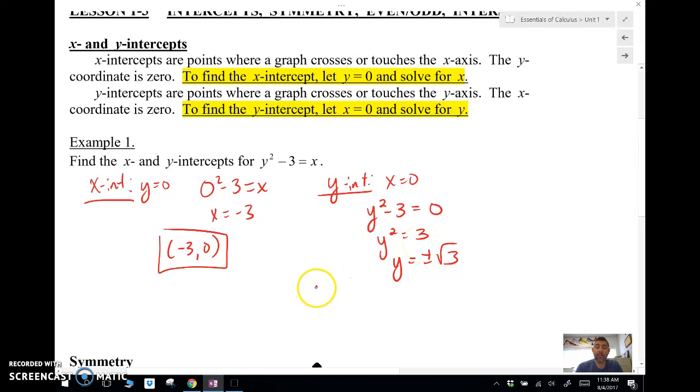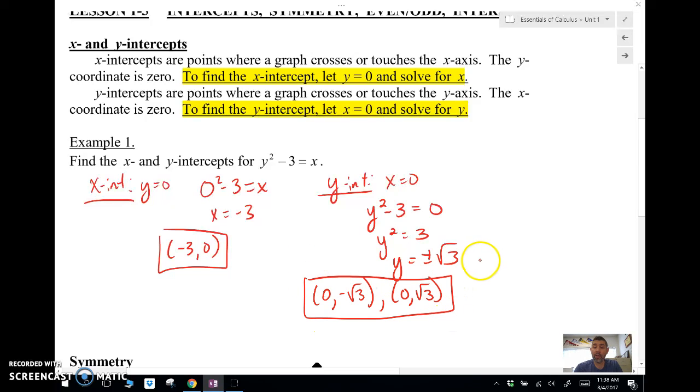I can either write them out separately, 0 comma negative root 3, and 0 comma root 3, or I can just say 0 comma plus or minus root 3. Either one will work in this class, but I just want to mention that there are two of them there.